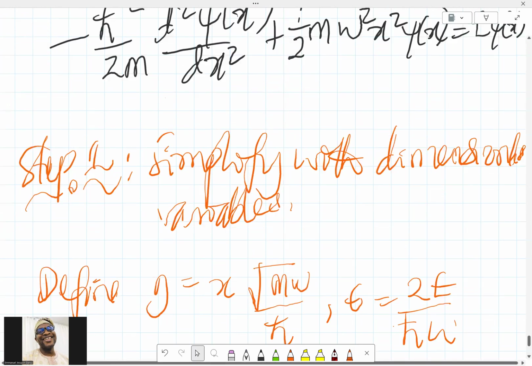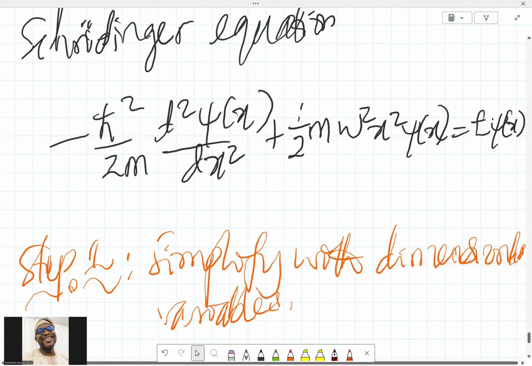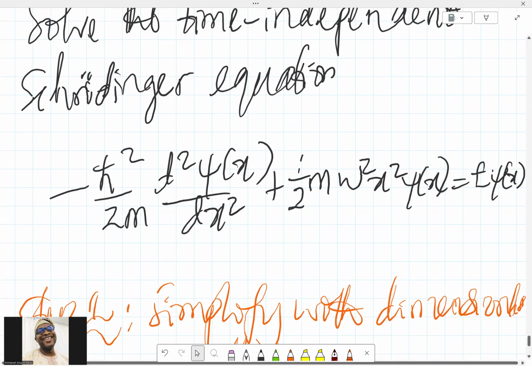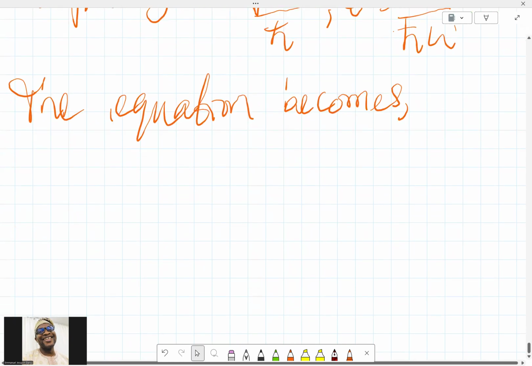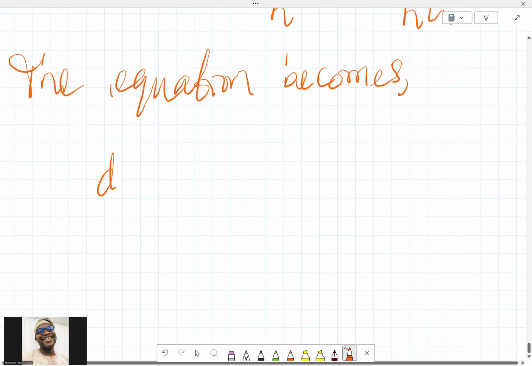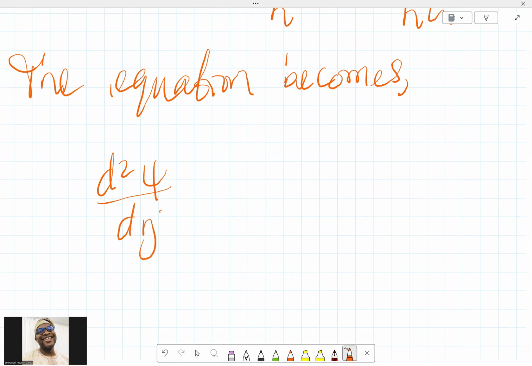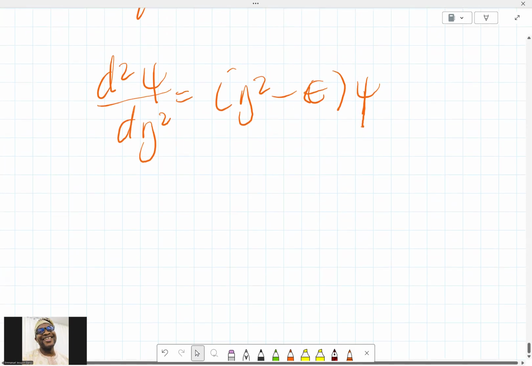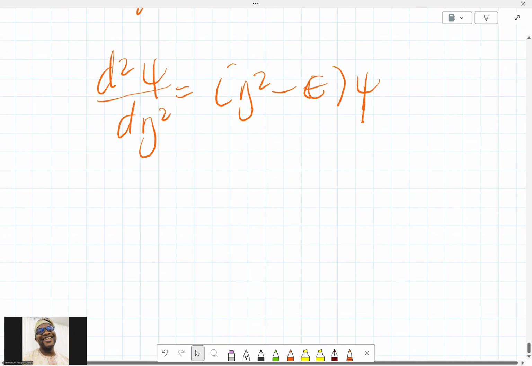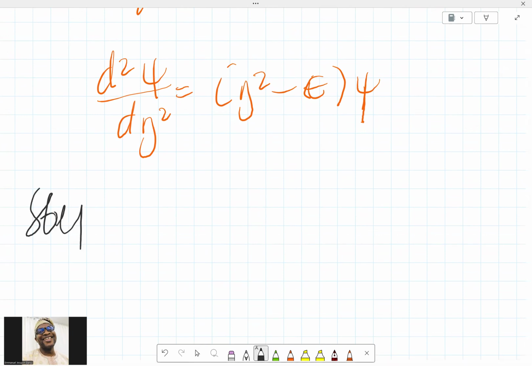So we have defined these things to take over some of these expressions, so that the equation now becomes d squared psi d eta squared equals eta squared minus epsilon times psi. So we go for step 2 now.